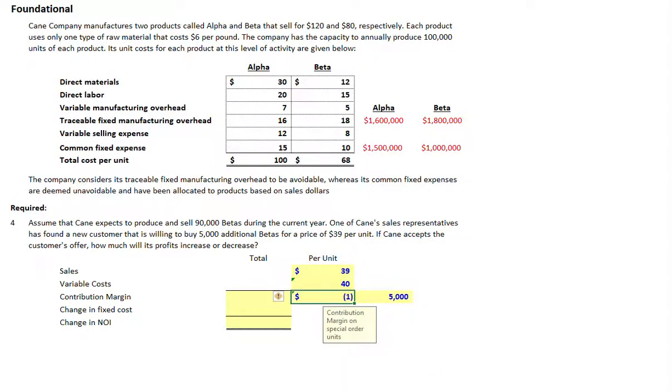So this would generate a negative contribution margin, and at 5,000 units, we would lose a total of $5,000. We're not saving anything in fixed cost, so it would decrease our profits by $5,000. We don't want to take this order.